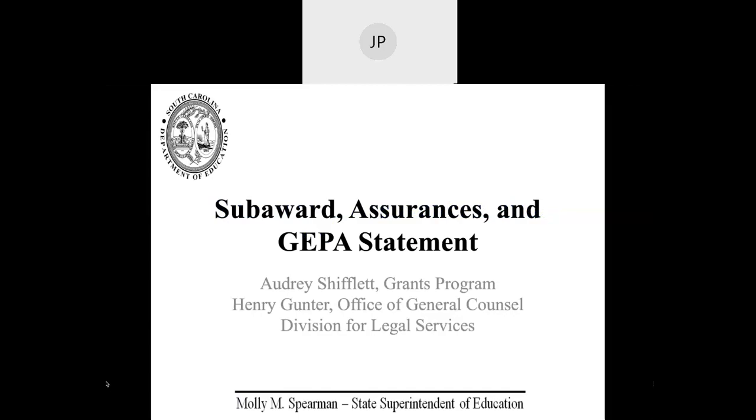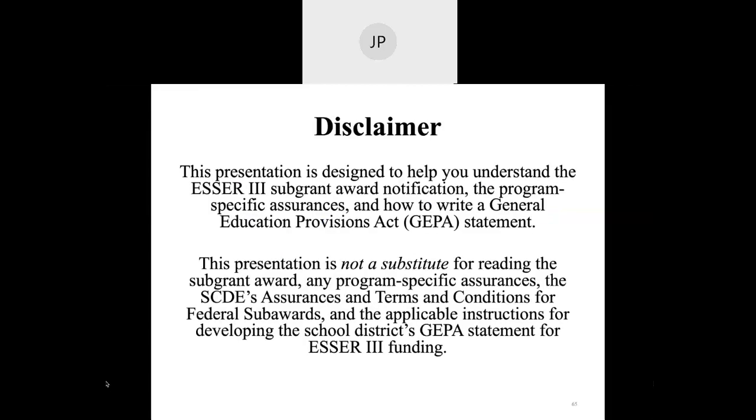I'll be presenting details of the subaward agreement and the assurances that are required for ESSER III and the GEPA statement. I just want to begin with our disclaimer that what we're going to present to you is in no way a substitution for reading your subgrant award and all related information about instructions and the assurances and the agency's assurances and terms and conditions for federal subawards.